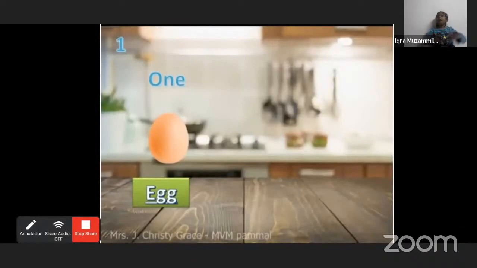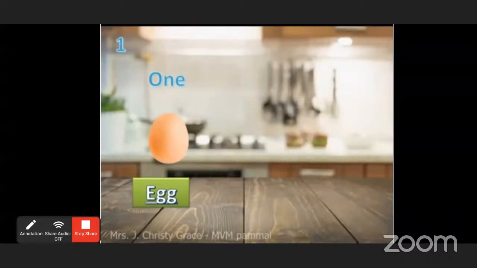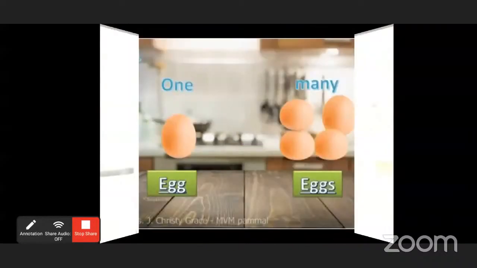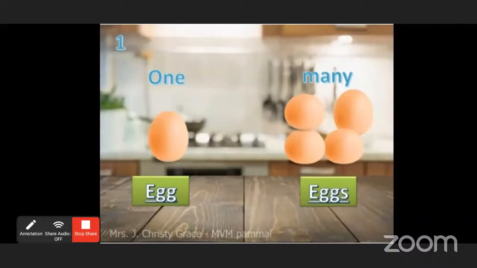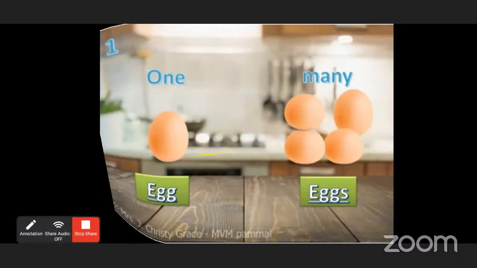So now your turn. One egg. Many eggs. Yes, one egg. This picture is only showing one thing. Egg. Now what is next? What do we use in many? Many eggs. Yes, one egg, many eggs.